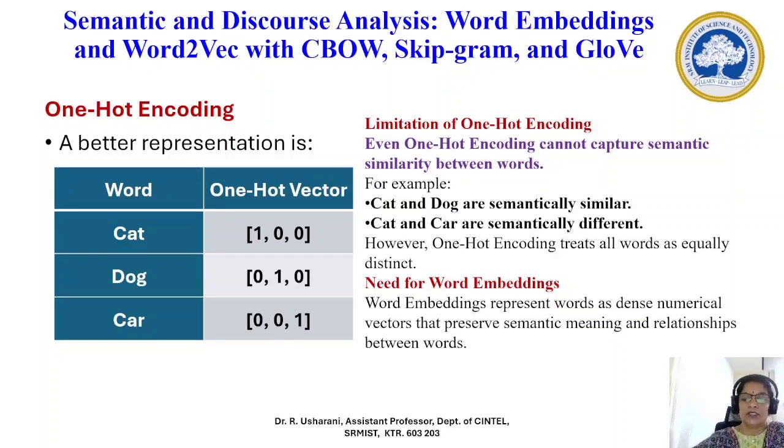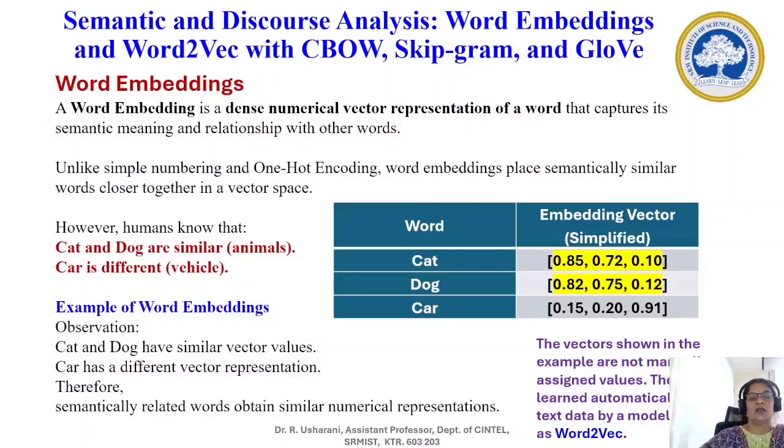So what are word embeddings, and how do they use dense numerical vector representations of a word? While one-hot encoding solves the uniqueness problem, it still fails to capture semantic similarity between words. Therefore, we are going to learn word embeddings. A word embedding is a dense numerical vector representation of a word that captures its semantic meaning and relationship with other words. Unlike simple numbering and one-hot encoding, word embeddings place semantically similar words closer together in a vector space.